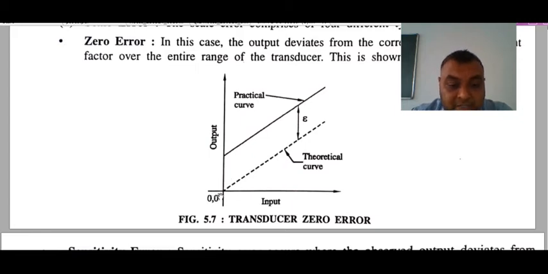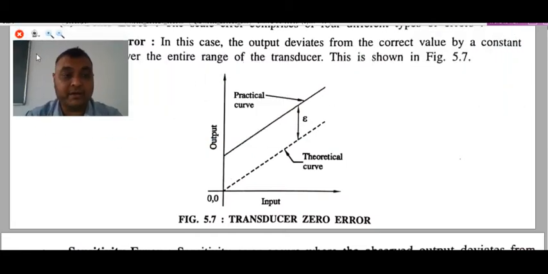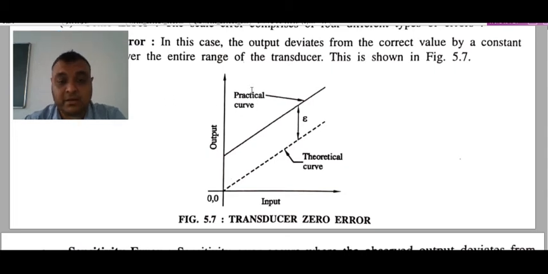Okay, so in input and output there is one line that is going constantly or linearly upwards, that is the theoretical curve. What is the actual curve? Theoretically, however much we vary the input, the output should change by the same amount. But you can see that the practical curve shows you a different result. Over here you can see there is a practical curve that gives you a different result.